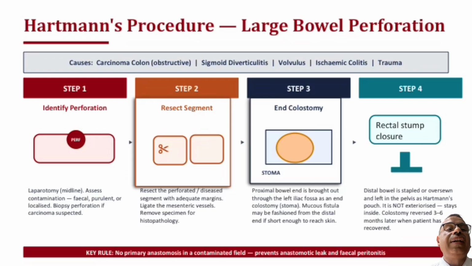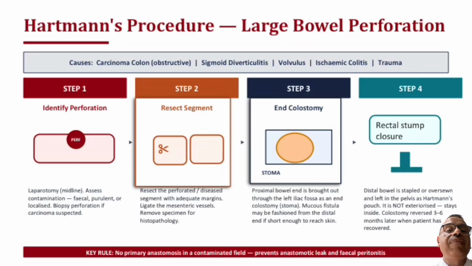It is done in 4 steps. Step 1 is to identify the perforation site. So do a midline laparotomy and assess the contamination, whether it is fecal or purulent, and whether it is generalized or localized. Take a biopsy of the omentum if anything is suspected, and biopsy the perforation if you suspect colorectal carcinoma. So take multiple biopsies from the perforated site.